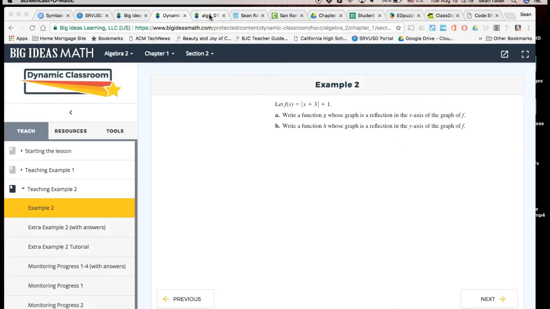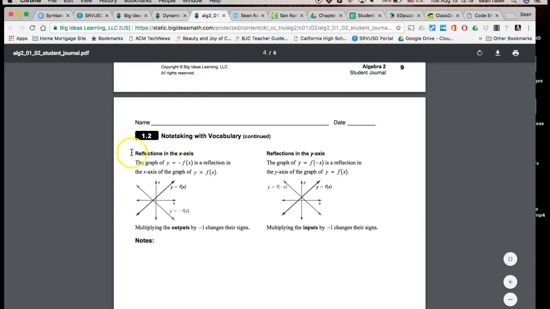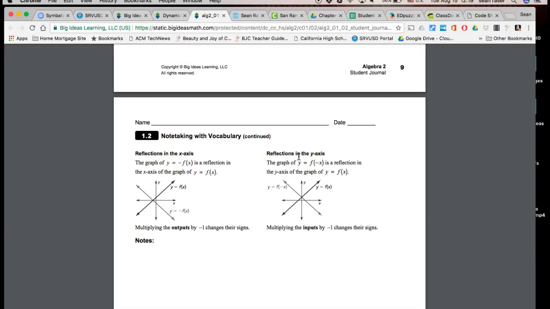So let's go back to your journal, and on page 10, it tells us exactly how to make reflections in the x and y axis. So this one's pretty basic. All you're doing is applying some negative signs to the output and to the input. So let's look at what different changes cause a reflection in the x and the y.